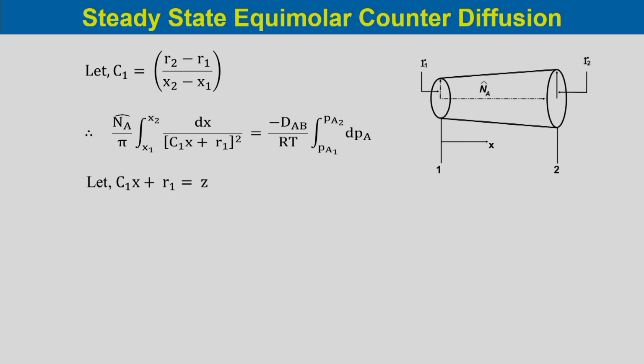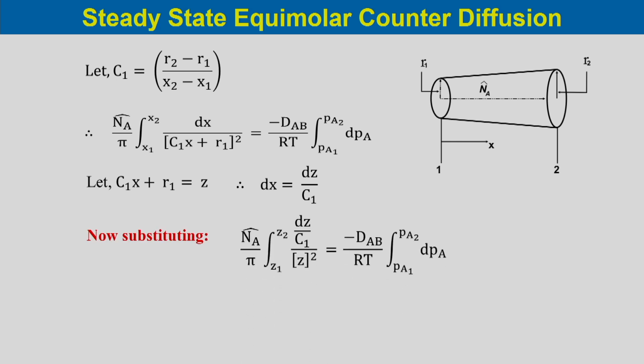Let C1 x plus r1 be equal to z. If we differentiate, then dx would be equal to dz by C1. Now, if we substitute in the above equations, we get NA cap by pi integral z1 to z2 (dz by C1) divided by z square, which would be equal to minus DAB by RT integral PA1 to PA2 dPA.